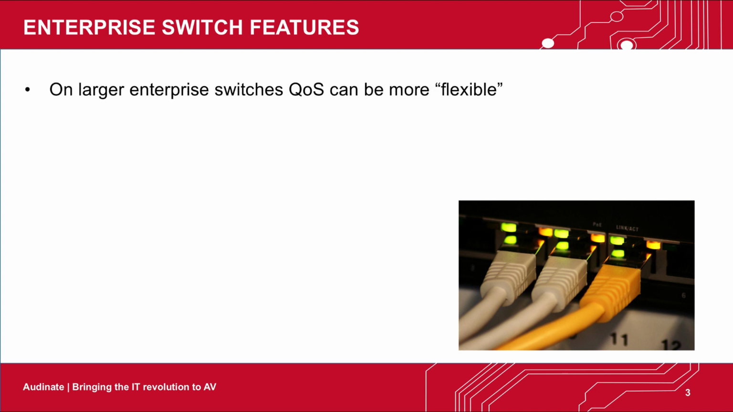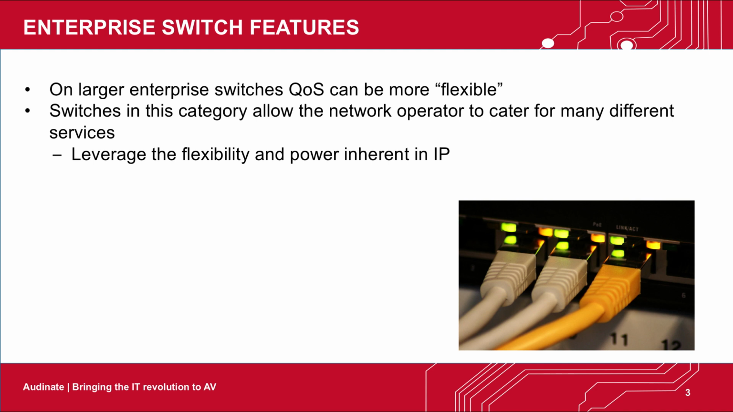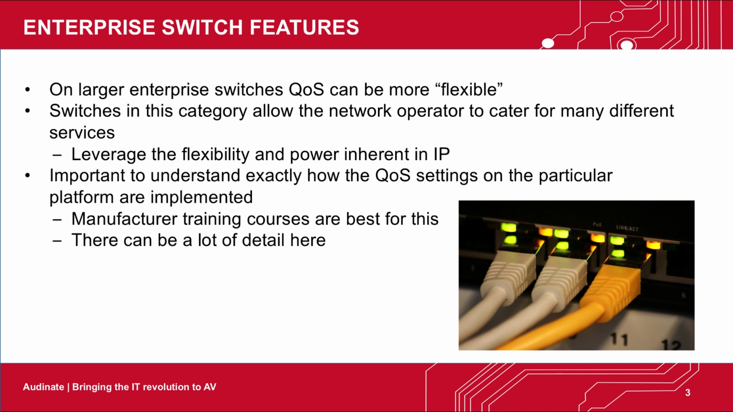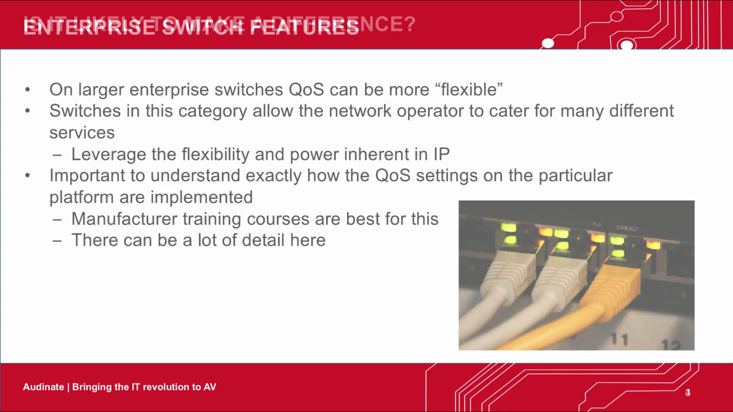On larger, more powerful and more expensive enterprise switches, QoS can be more flexible. This means it has the potential to become complicated. Switches in this category allow the network operator to cater for many different services, leveraging the flexibility and power inherent in IP. It's important to understand exactly how the QoS settings on the particular platform are implemented. Manufacturer training courses are best for this. There can be a lot of detail here.